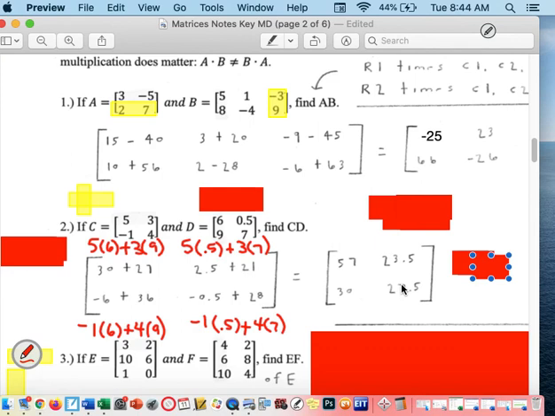So you're going to have the opportunity to practice that a few times today on your homework. Write down anything that you need to write down, following the algorithm. Example number 3, if E is a 3 by 2, and F is a 3 by 2. It says find EF.